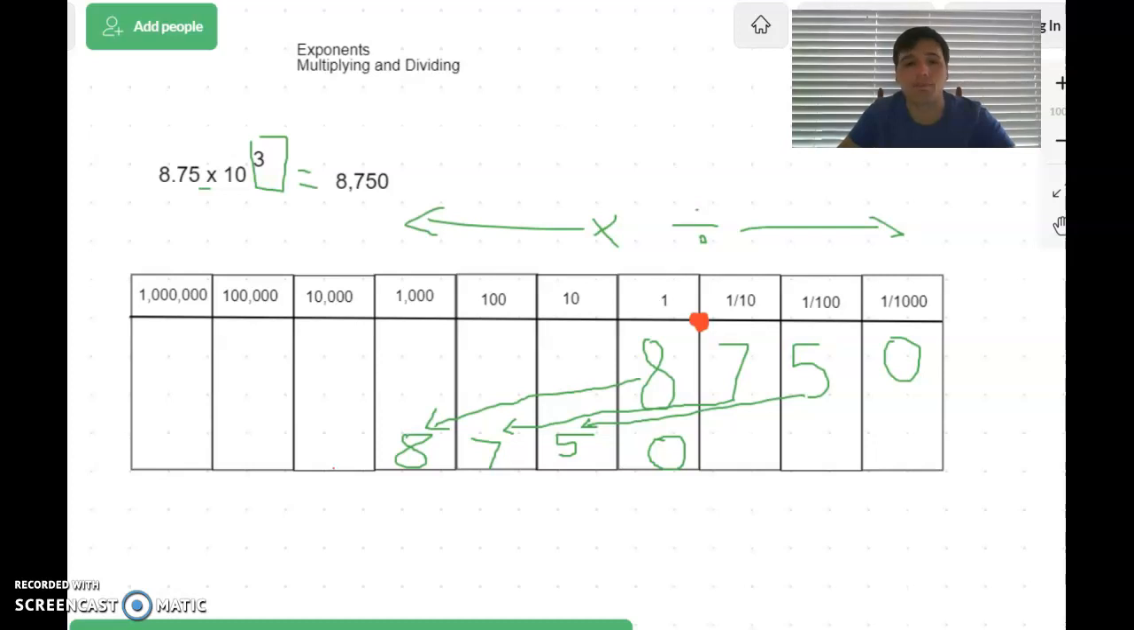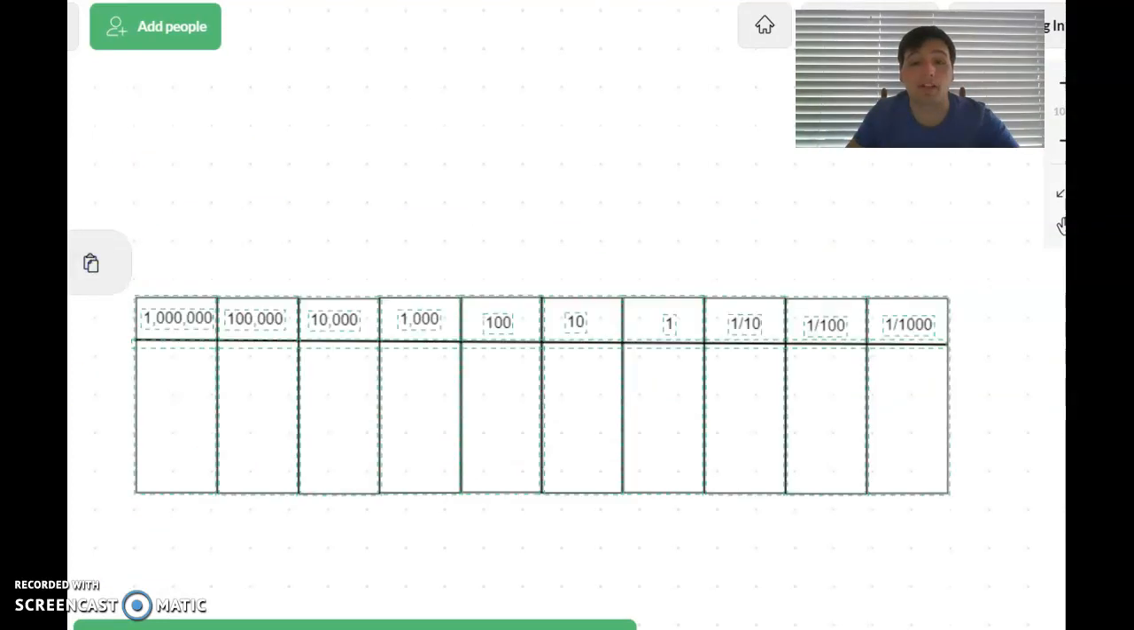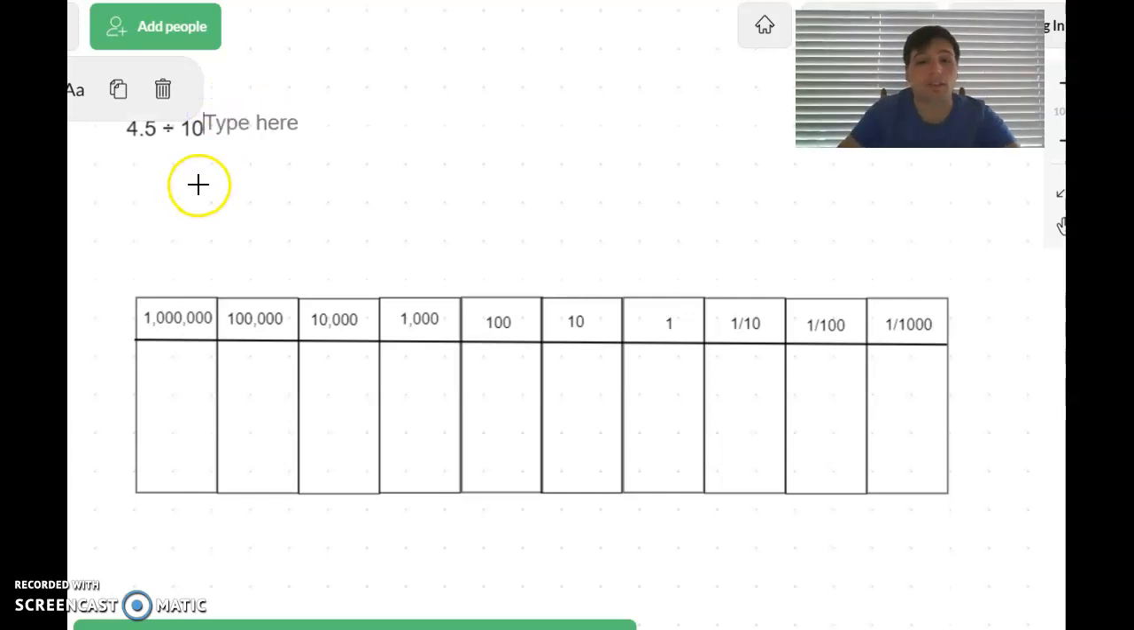We'll do another one like that. So here we'll try this. I'll put my place value chart again. Our problem this time is going to be 4.5, and this time we're going to divide by 10 to the 2nd power.